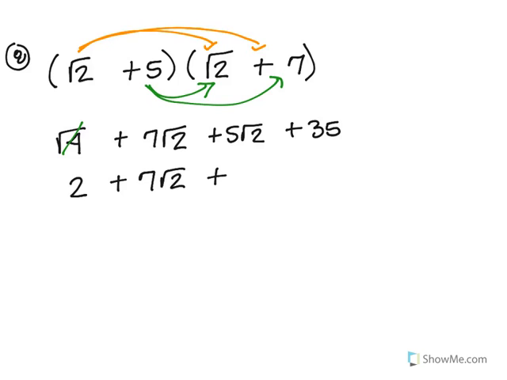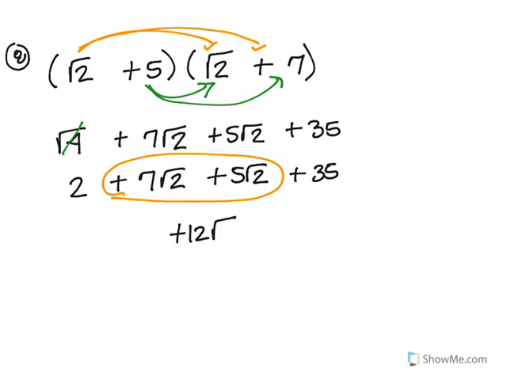Okay. Now, what do you notice this time? You can combine. Yes, you can combine 7 square root of 2 plus 5 square root of 2, because don't they both have square root of 2? And that gives us 12 square root of 2, right? Is there anything else? Plus 37.